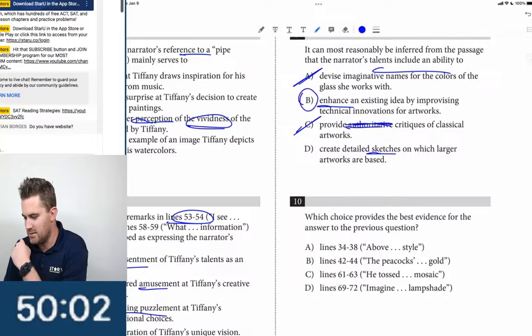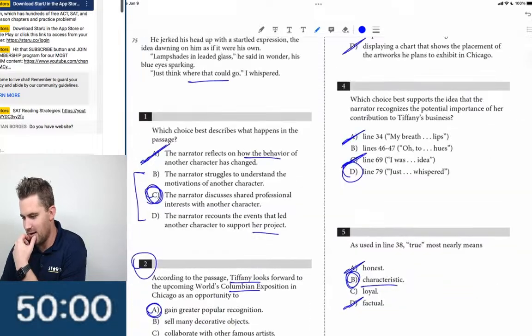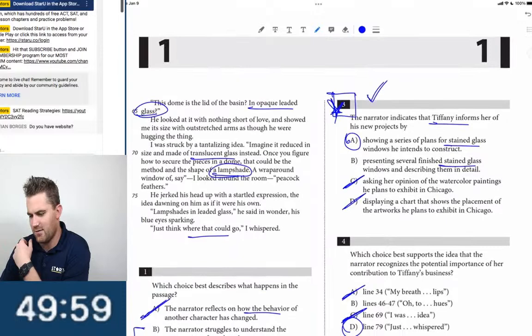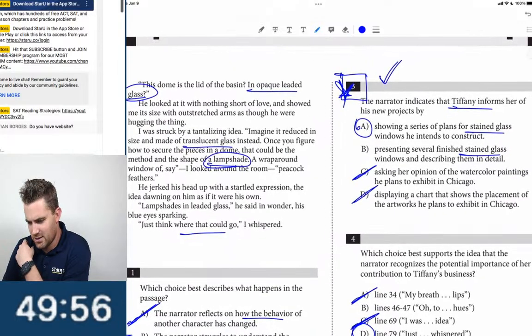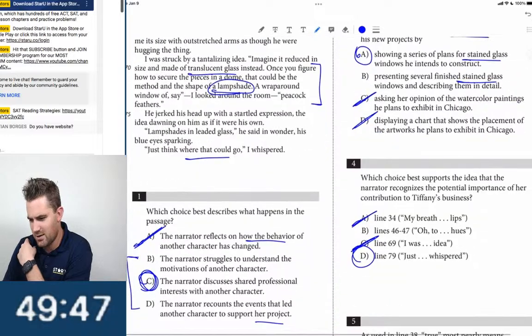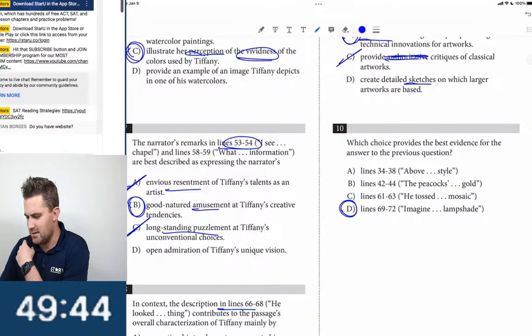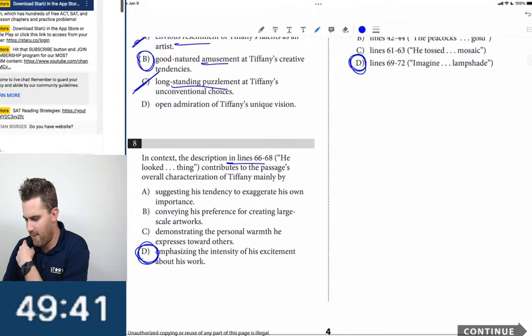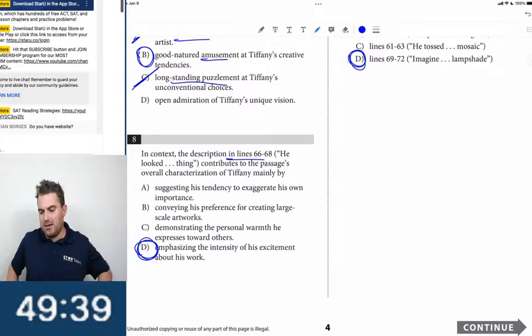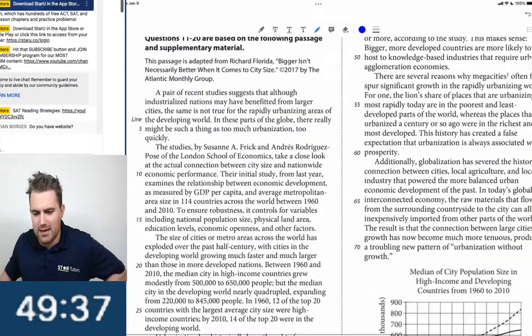Now it's definitely B, and I think this one, oddly enough, they've given us two at the end, right? This one was 69 through 72. Once you figure out how to secure the piece in a dome, that could be the method in the shape of a lampshade wrapped around windows. I was struck by a tantalizing idea. Yeah, I definitely think it's D. It's at the end here. So oddly enough, it doesn't happen. Again, that might be wrong, but that doesn't happen too often where they give evidence. I got to get going.